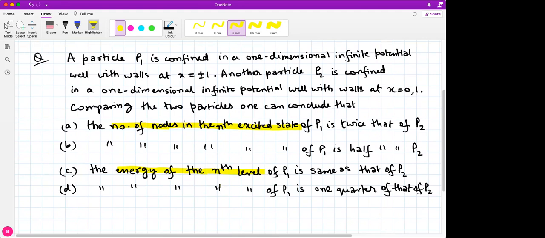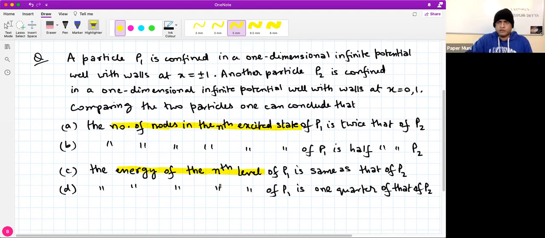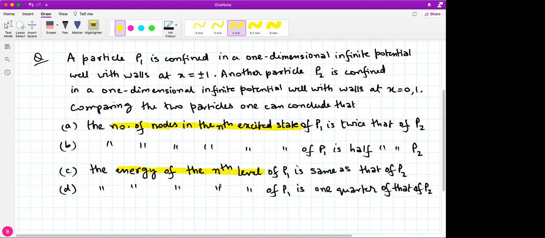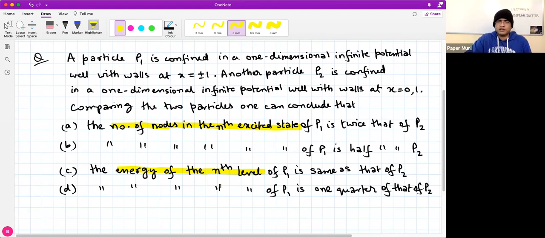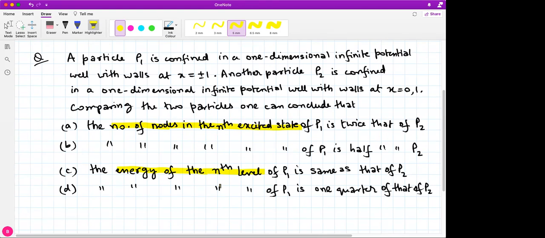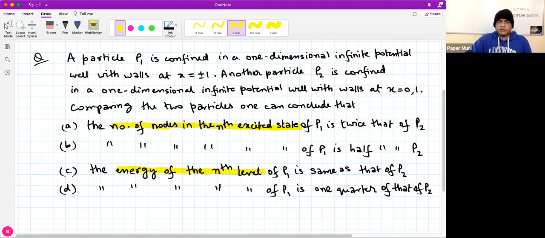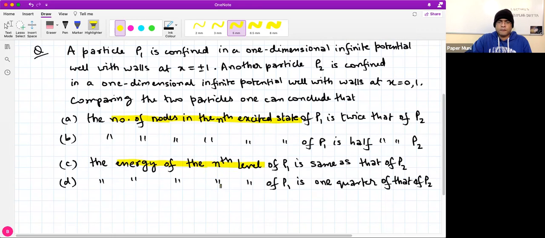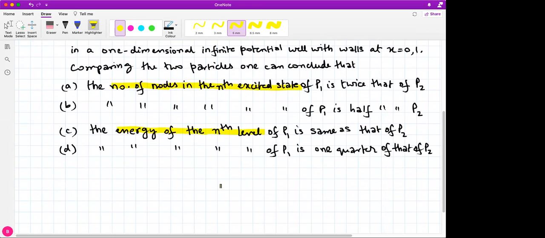P1 is symmetric and P2 is asymmetric. P1 and P2 are particles, they are not asymmetric or symmetric. The potential, not the state, is symmetric for one and asymmetric for the other, and the width is 2 and the width is 1. Fine, good observation. Then option D is correct.